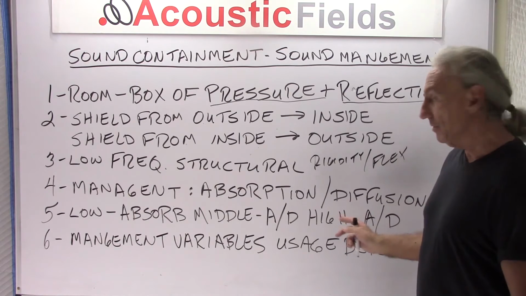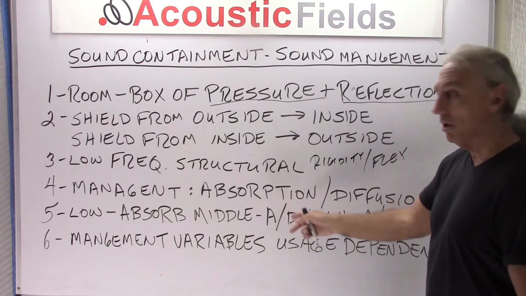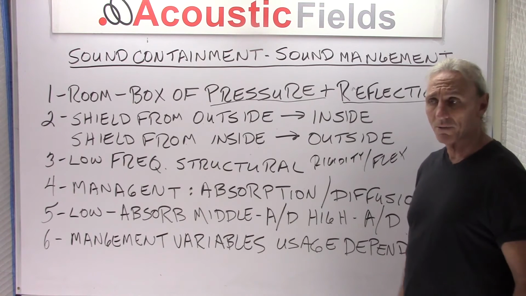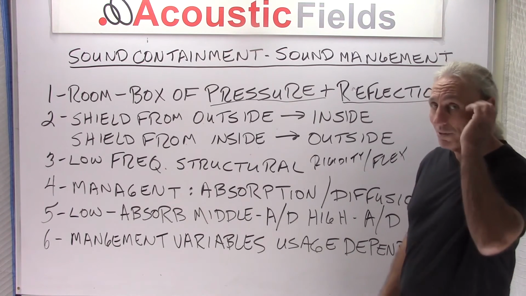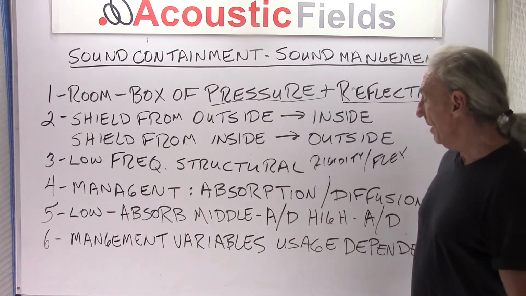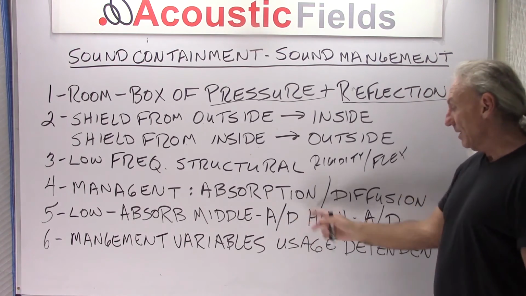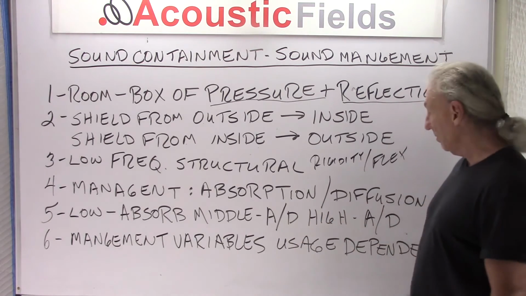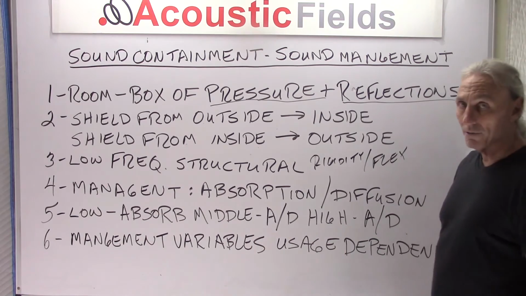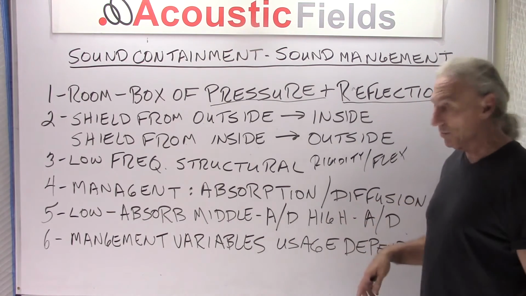So absorption and diffusion are two forces that we have. Low is almost always absorption. I can't think of a time when I was asked to diffuse low frequency energy. Not something that we do. So absorption is the primary thing for lows. Mids are both absorption and diffusion that we use. Of course, the highs, absorption and diffusion also. In today's digital formats, a lot of absorption in that area.